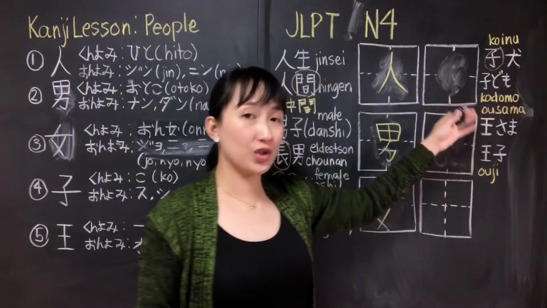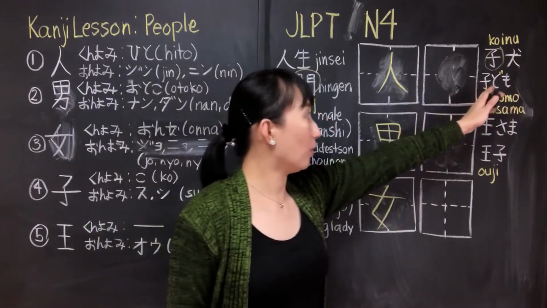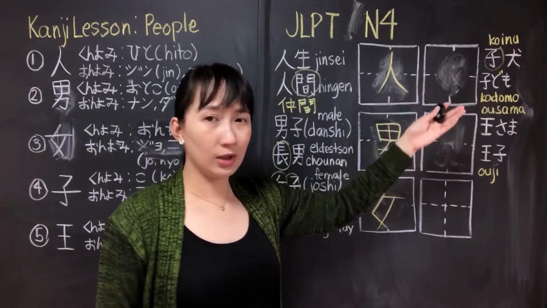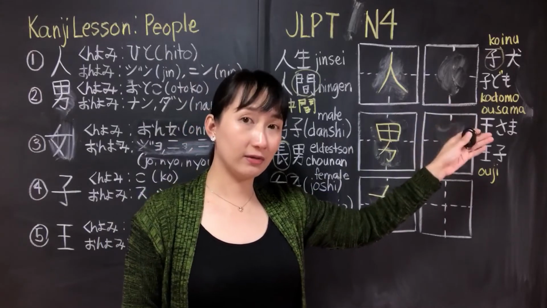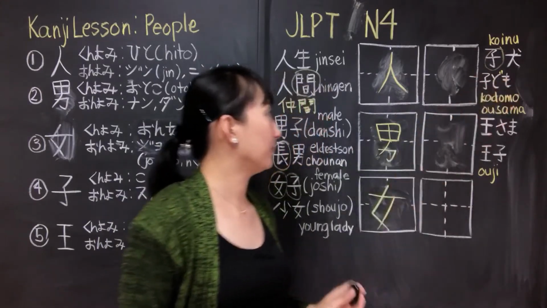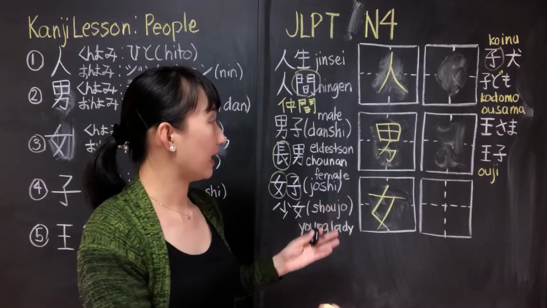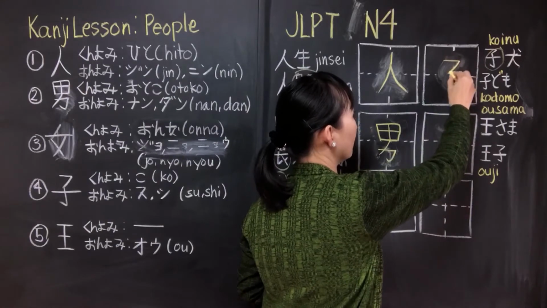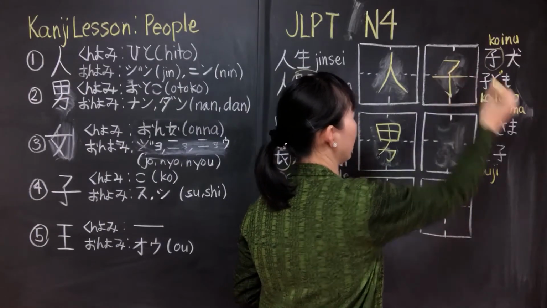Kodomo means child. Actually for domo there is a kanji for that, but since we are learning first grade level kanji, this way is okay. Kodomo means child. This is how we write the ko kanji. 1, 2, and then 3.